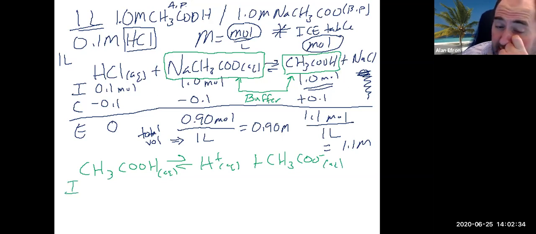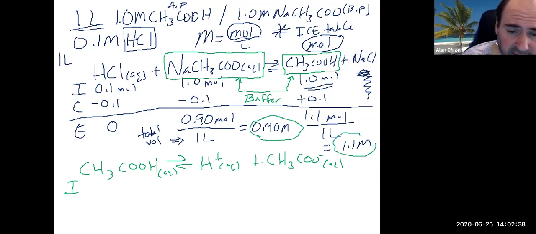And our initial values would come from our equilibrium concentrations from the first table. So this would be 1.1, this would be 0, this would be 0.9. And you could continue on with the ICE table like normal, minus x's, plus x's, solve for x and get the H+ concentration. And you would get your pH from that using, again, the Ka value for acetic acid.